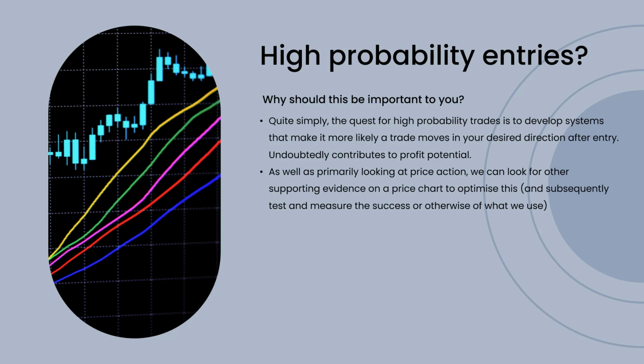As well as primarily looking at price action, we can look for other supporting evidence on price charts to optimize this, such as other indicators, which we're going to look at as we go through this presentation. And subsequently, once we've developed such criteria, we can test and measure the success or otherwise of what we use and refine it accordingly over a period of time.